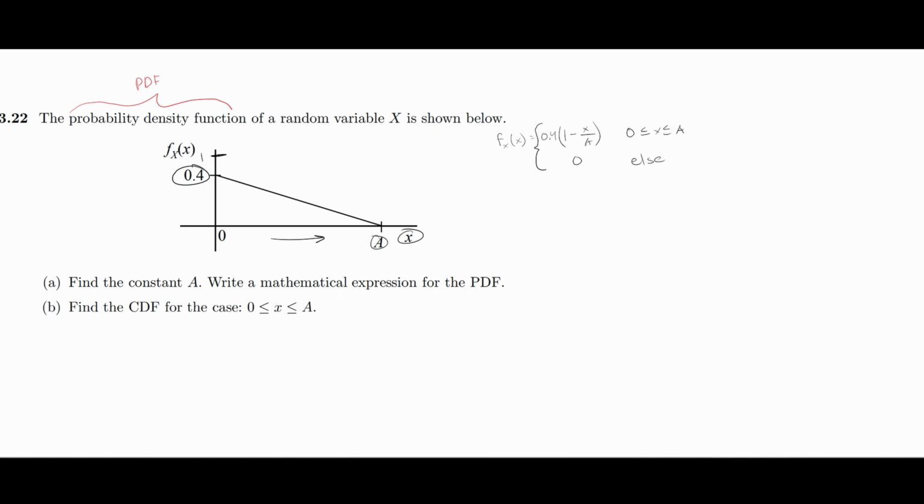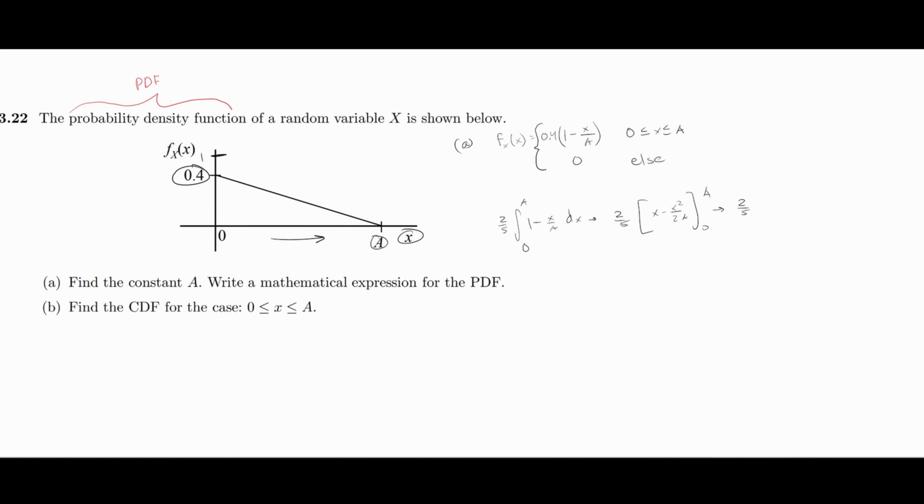So that's just our basis. We want to find the constant a. To find the constant, it's really easy now. All we need to do is integrate what we're given, going from 0 to a. We have this 0.4, which we can factor out front as 2 over 5. We have 1 minus x over a, with respect to dx. Now, integrating this, we're going to have x minus x squared over 2a, evaluated from 0 to a.